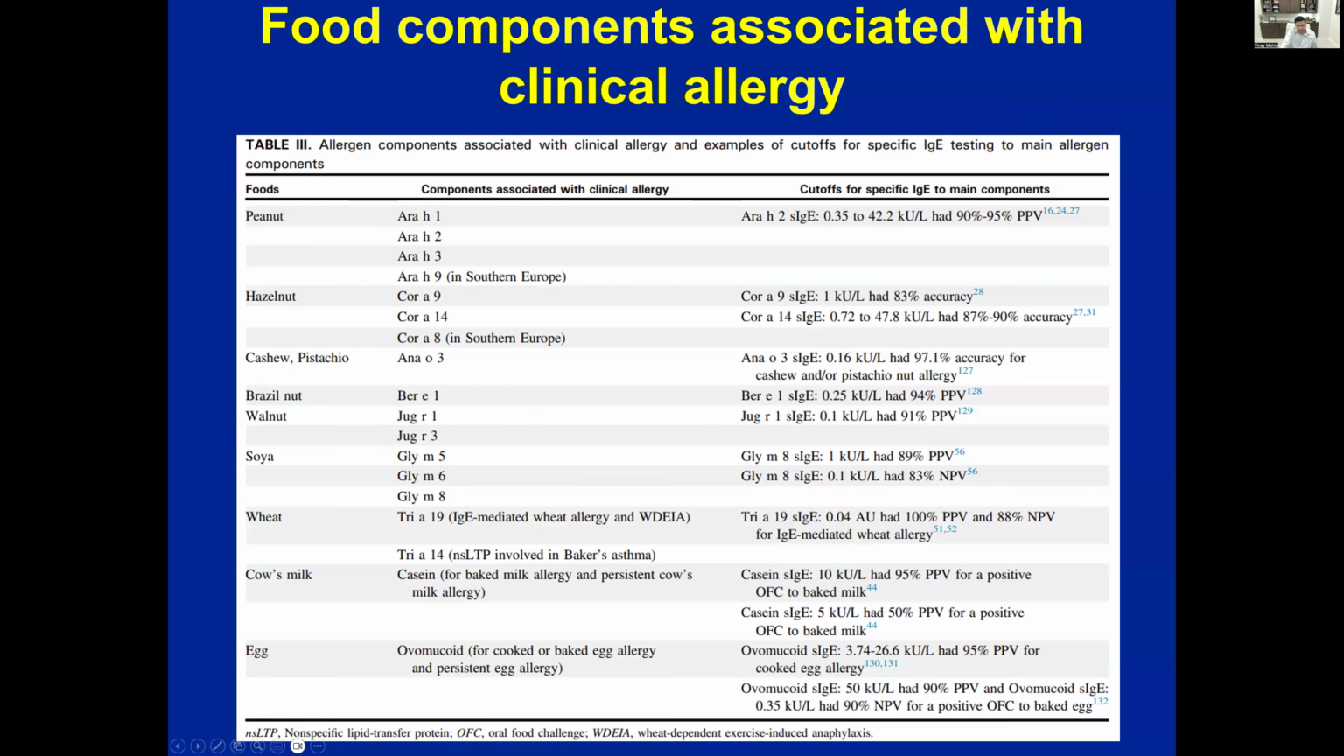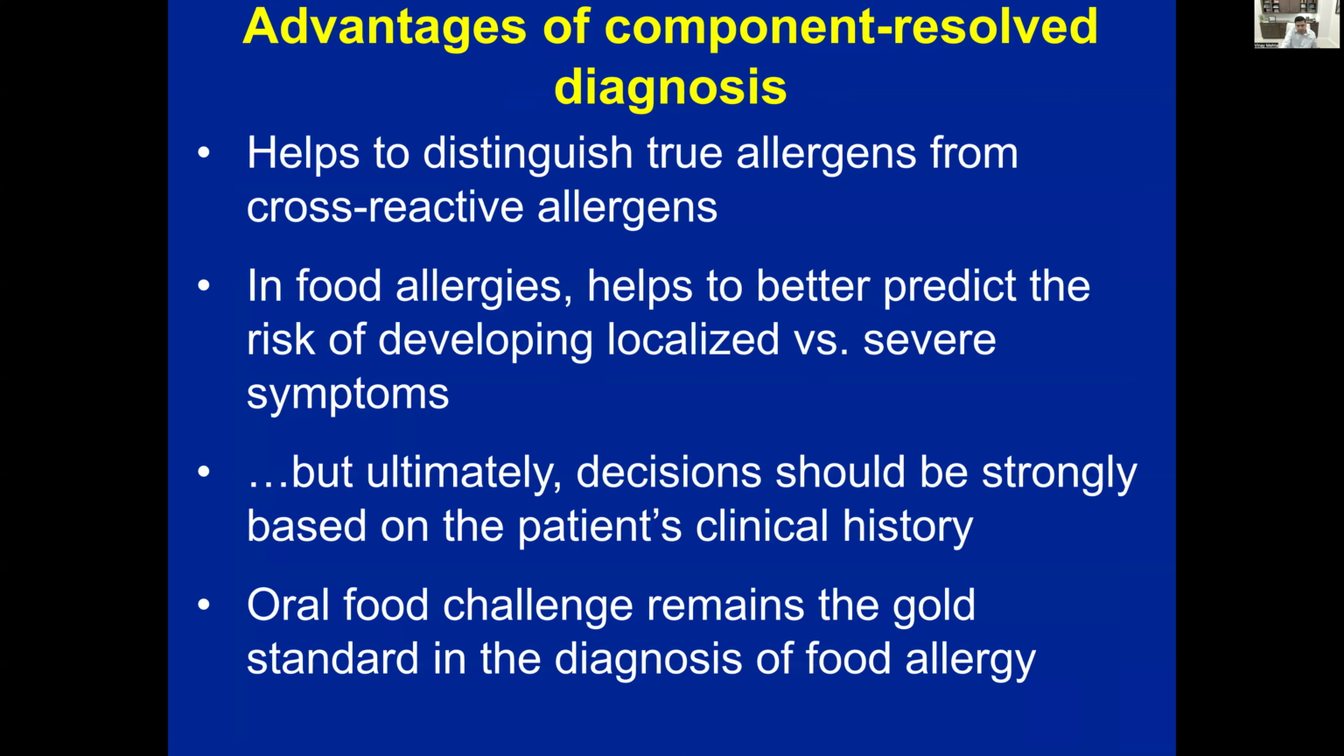Okay, if that makes sense. So again, what is the advantage of component resolved diagnostics? It helps distinguish true allergens from cross-reactive allergens. In food allergy, it helps better predict the risk of what kind of reaction you are most likely to get. Are you most likely to get no reaction or a localized reaction versus anaphylaxis? So it's a tool that guides you, but ultimately history is the most important thing, and the ultimate test is the food challenge.